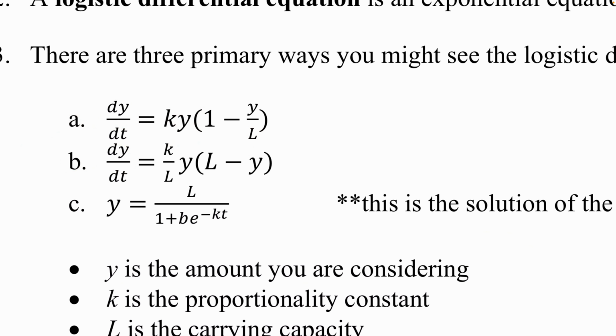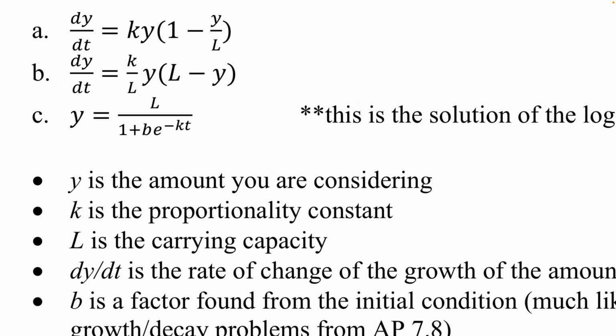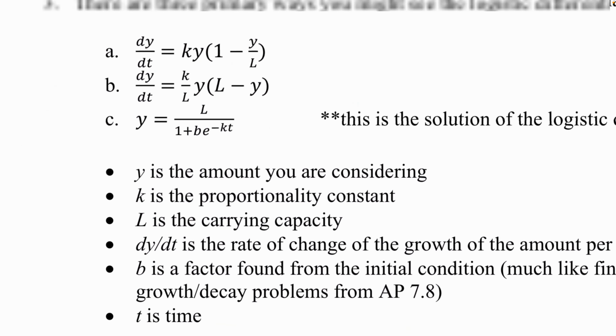You need to be able to see that if it's 1 minus y over L, then your carrying capacity is right there in the bottom. But sometimes it's written as L minus y, with that L also out front underneath your constant of proportionality. And these two numbers here, k over L, will not usually be separated for you. They'll be divided into one number, maybe a fraction or something. So whenever you see this version B, to pick out the L, which is the most important part of this AP exam, you're going to see that it's the number in front of the minus y. Now letter C is the solution of the logistic model.